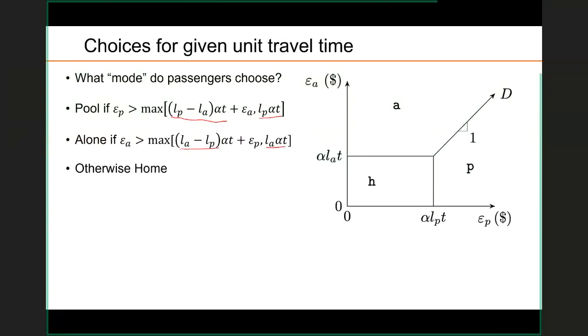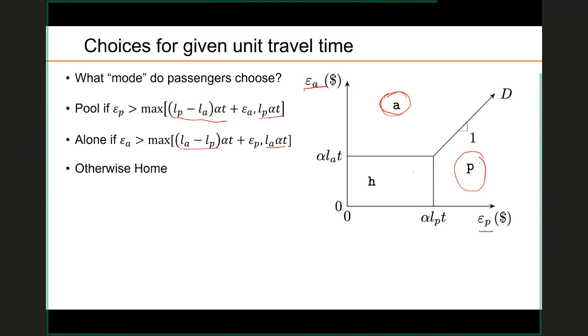When we draw these conditions in an epsilon p, epsilon a space, like here in this figure, we end up dividing the population into three different groups. Everybody with an epsilon p, epsilon a coordinate, their tuple, if it lies in this space, is going to choose pool. P for pool. If they have a higher epsilon a, that is, if their gross benefit of a lone trip is relatively high, they're going to go with alone, the regular Uber option.